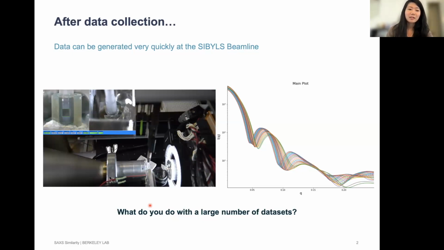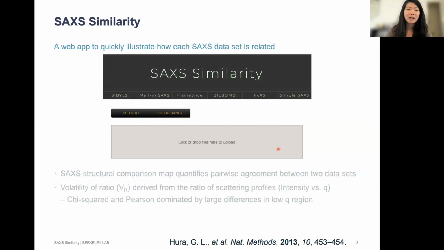So maybe you ran a screen, like the drug screening that Greg mentioned earlier, or maybe you're varying something in the buffer, adding excipients into your system, and you want to look at how all of the data sets that you generate are related together. And I personally would not want to plot all of them in RAW and look at them individually because that would be a lot of time and maybe eye strain. And so this is a nice tool that could help you illustrate how the SAXS data sets are related to each other. So it's called SAXS Similarity.